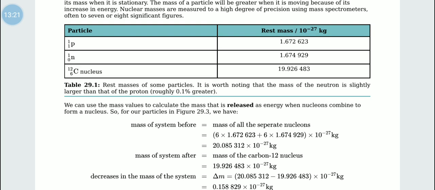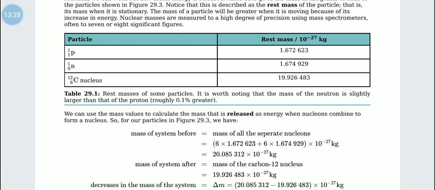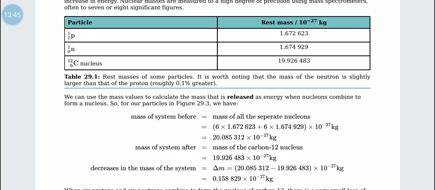Now let's see the mass of the system before. That is 6 into 1.672623. There are 6 protons, you multiply by 6, and the neutron mass also you multiply by 6, and you add them together. Then you will get 20.085312 into 10 to the power minus 27 kilograms. So that is the mass of the system before.